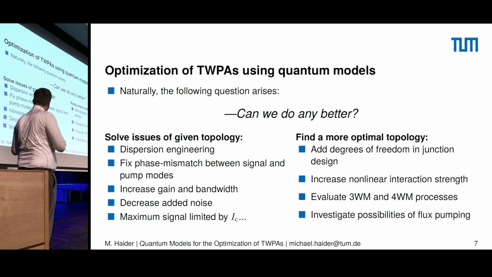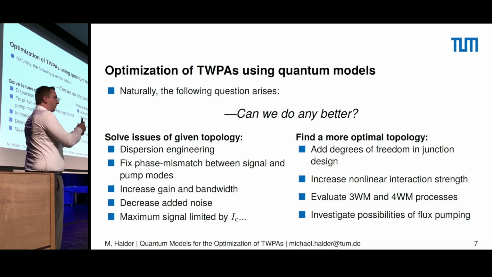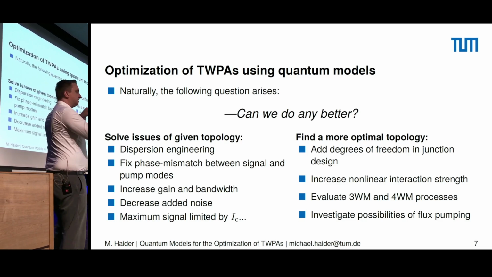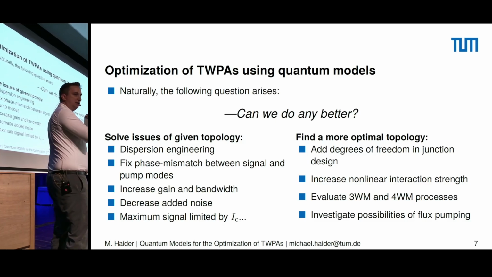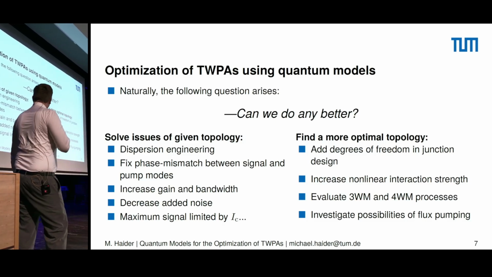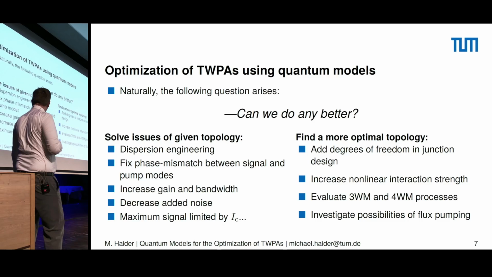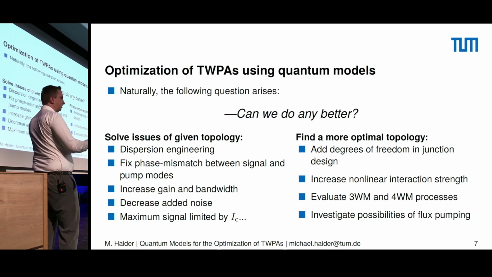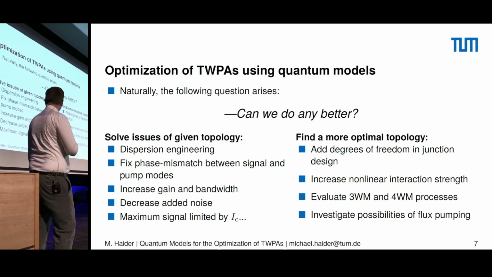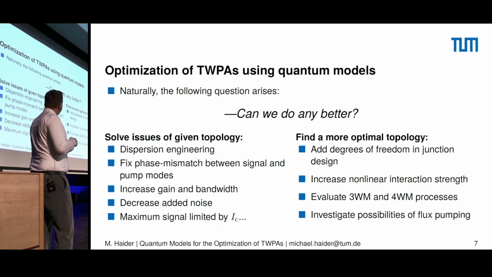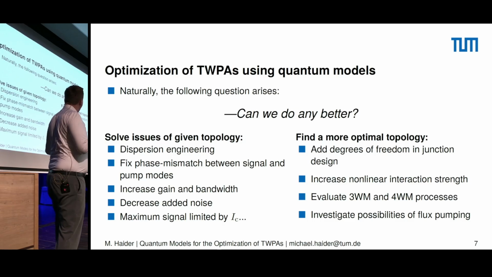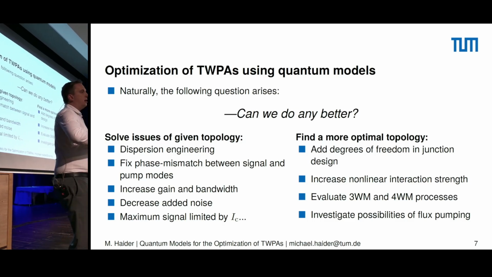We can do some dispersion engineering, bring in some additional resonators to match the signal and pump mode velocities, fix this phase mismatch, increase the gain bandwidth by some other techniques, decrease the added noise, so reduce substrate losses, do whatever, make some clever choices. Can we do any better? Yes, we can. Or we can go a different route.